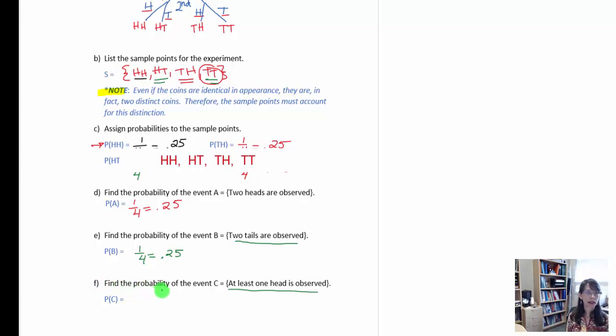And last, find the probability of event C, which is at least 1 head is observed. So the key here is at least. So it could be 1 head, it could be more than 1 head. So now we're looking at the options heads, heads; heads, tails; tails, heads. So 3 of the 4 events. So our probability of event C would be 3 out of 4, which is 0.75. And this is how we can use the tree diagram to help us see what the possible outcomes are for the coin toss.